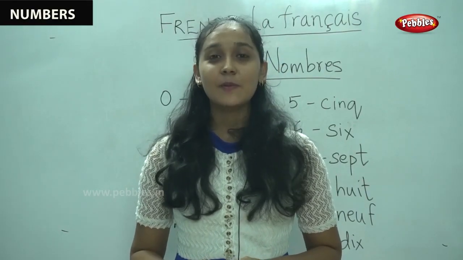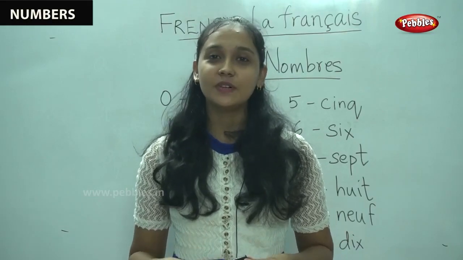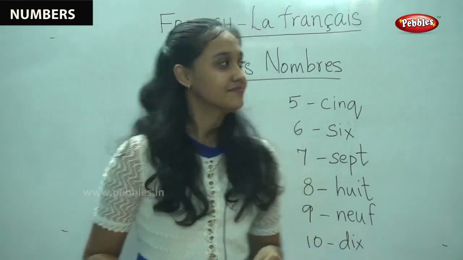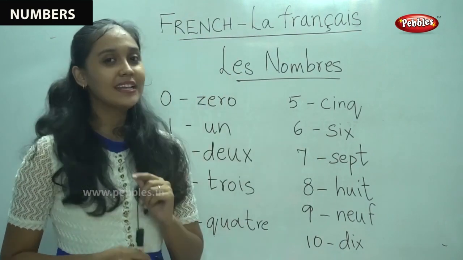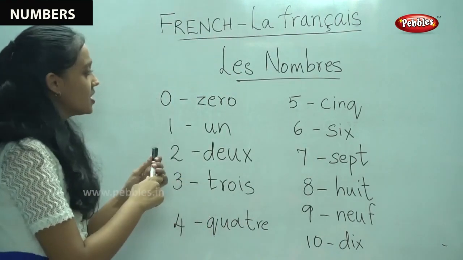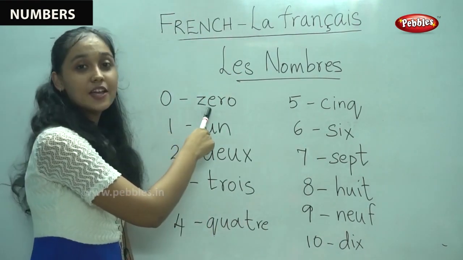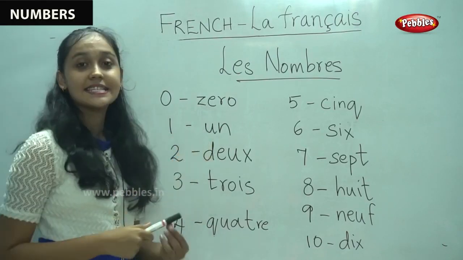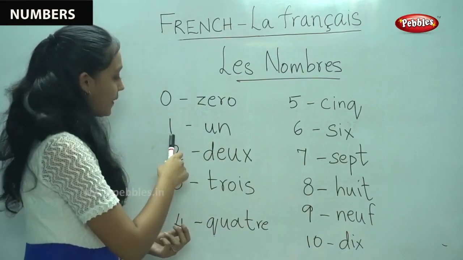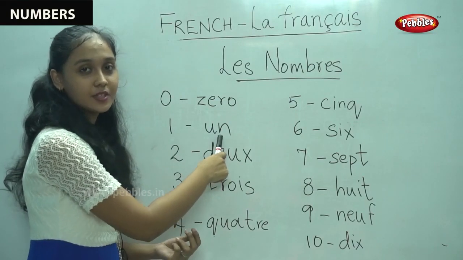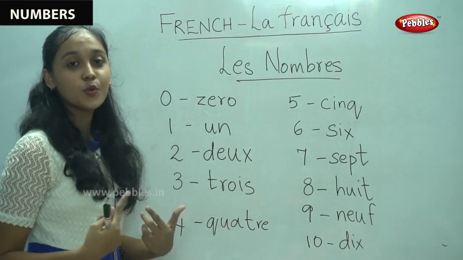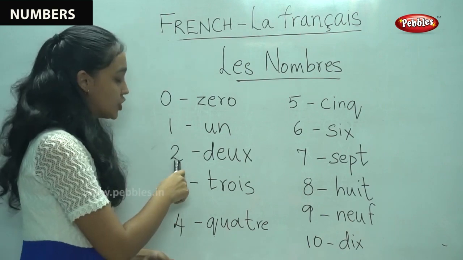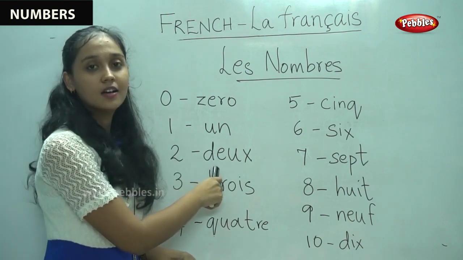You can start by practicing saying your phone number in French. Now let us go over this one last time. 0, 1. You should watch carefully. Two is deux.